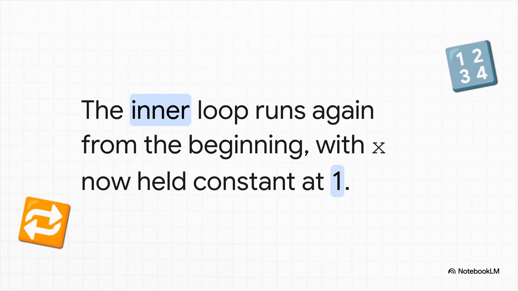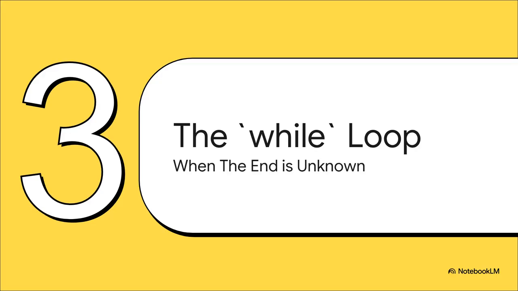You got it. The inner loop starts all over again, right from the beginning. But this time, x is held constant at 1, so y iterates through 0, 1, and 2, printing out 1, 0, 1, 1, and 1, 2. This relationship, where the inner loop completes its full run for each single step of the outer loop, is absolutely fundamental. So, for loops are awesome when you know exactly how many times you need to loop.